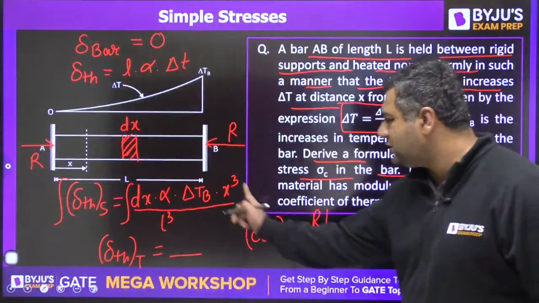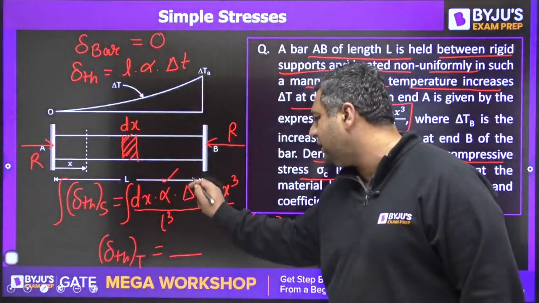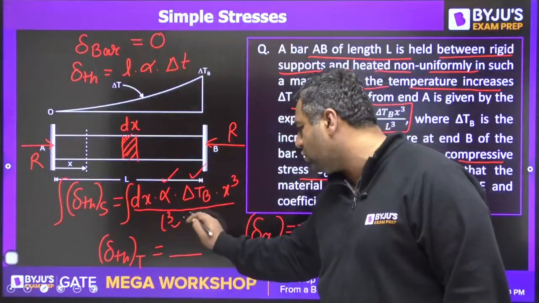I already told you, you just need to integrate this. When you will integrate this, alpha is constant, delta TB is constant, L cube is constant.